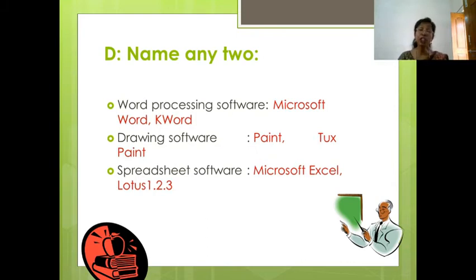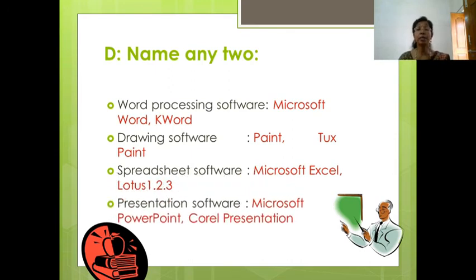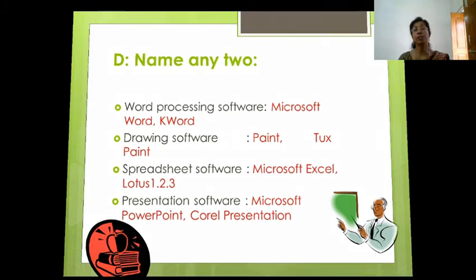Third one, spreadsheet software. Which are the two spreadsheet softwares? First one, Microsoft Excel. The second one is Lotus 123. So Microsoft Excel and Lotus 123. What is the next one? Name any two presentation software. So the answer is Microsoft PowerPoint and Corel presentation.